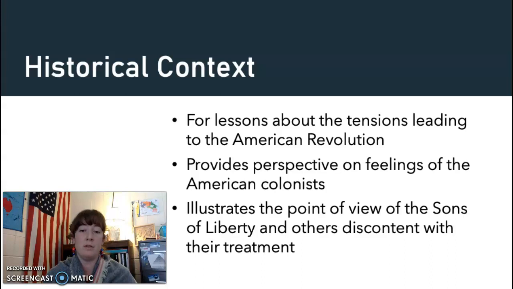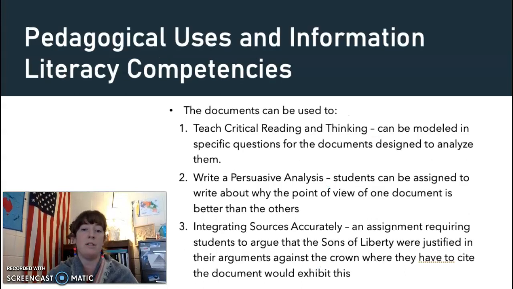So these could be used for lessons about tensions leading up to the American Revolution, and they provide perspective on the feelings of American colonists from all of the different social classes. And they really illustrate specifically the points of view of the Sons of Liberty, but also of others discontent with their treatment by the British. So here I have gone through the different information literacy competencies and broken down the pedagogical uses for these primary sources for each of the competencies.